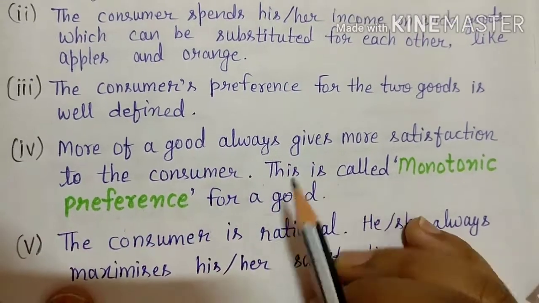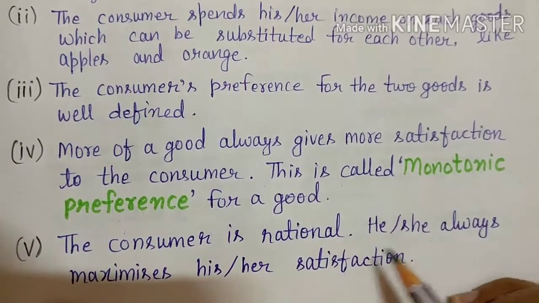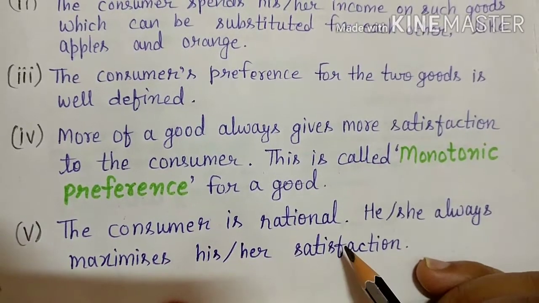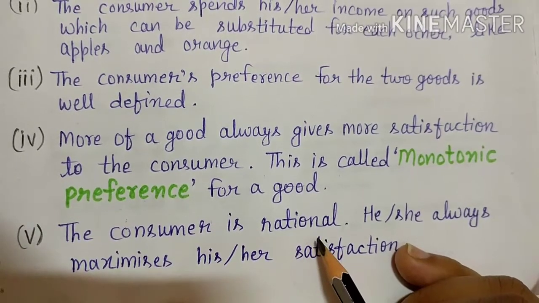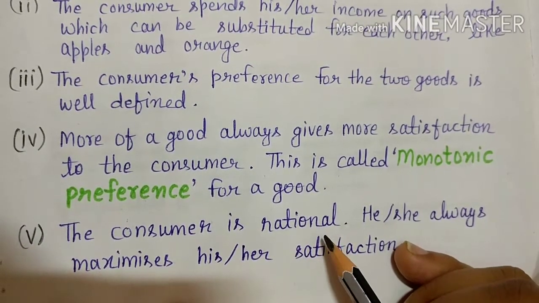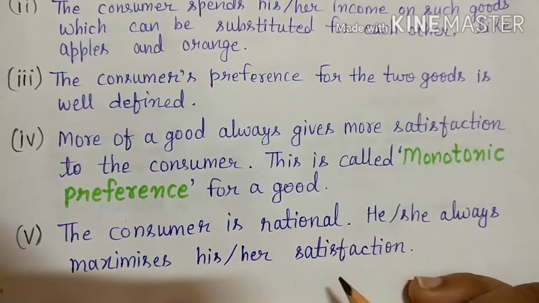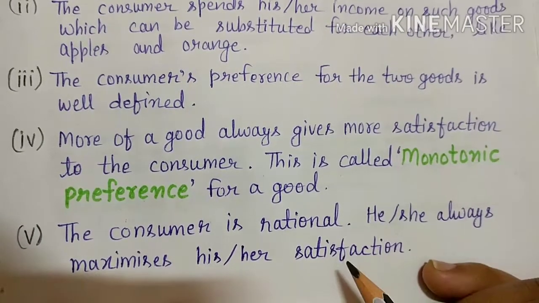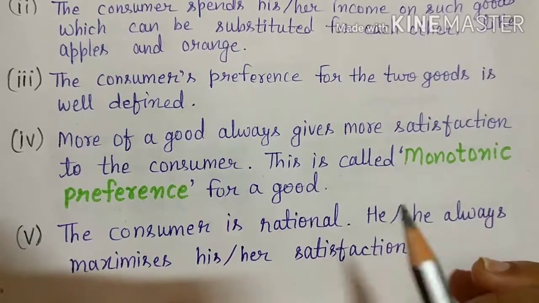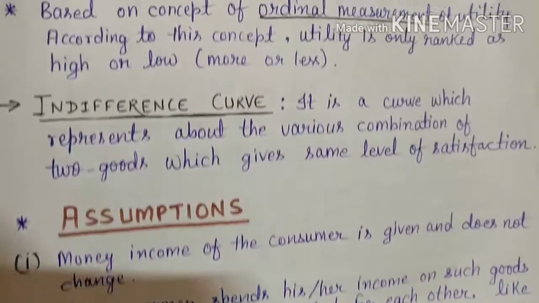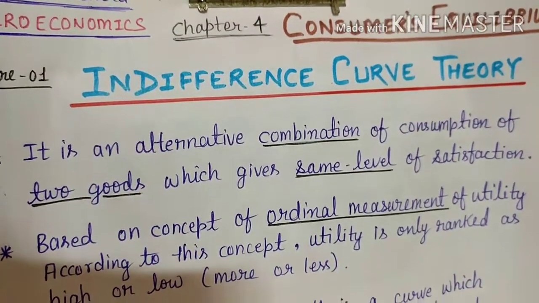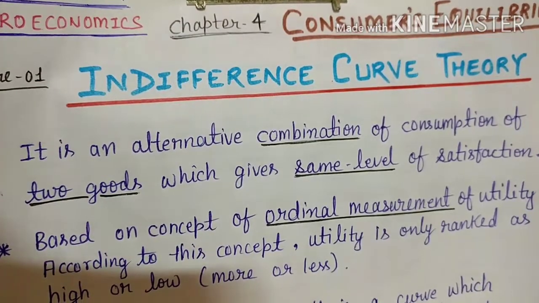Last, the consumer is rational. He or she always maximizes his or her satisfaction. Rational means he is intelligent and aware of the market conditions, so he or she always wants to maximize satisfaction at any cost. These are the indifference curve theory assumptions. Now we'll talk about the schedule and diagram.